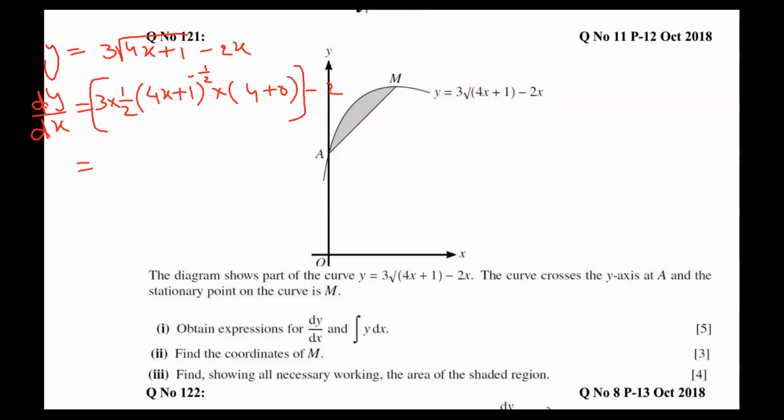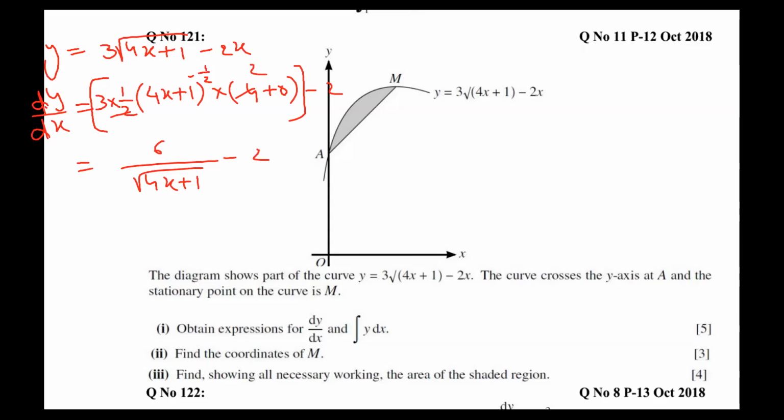Now the negative half, when brought into the denominator, the power sign changes and it becomes a positive root. And this 2 cancels this 2, and 2 times 3 gives you 6. It means 6 comes in the numerator, and minus 2. This is my first derivative done.